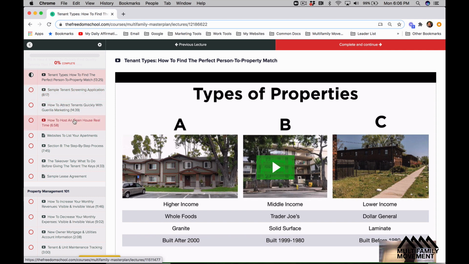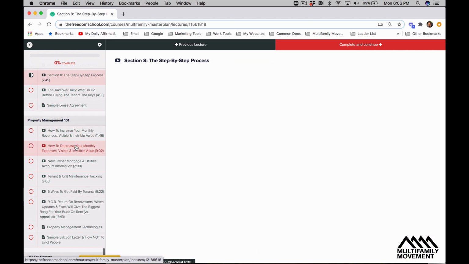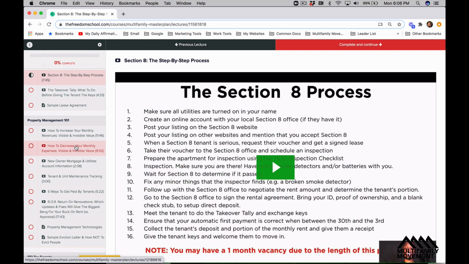I'll show you exactly how to host open houses to make sure that you get your property filled up if you bought a property that happens to be vacant for whatever reason. The websites that you need to list your properties on. Section 8, one of my favorite programs because they pay online and on time. So I'll show you how to identify the Section 8 process in your city and attract great Section 8 tenants.